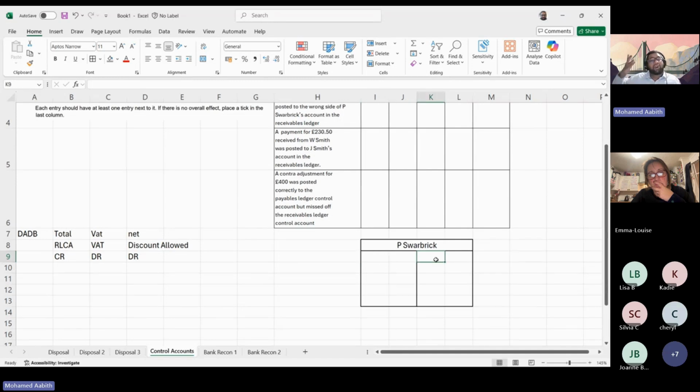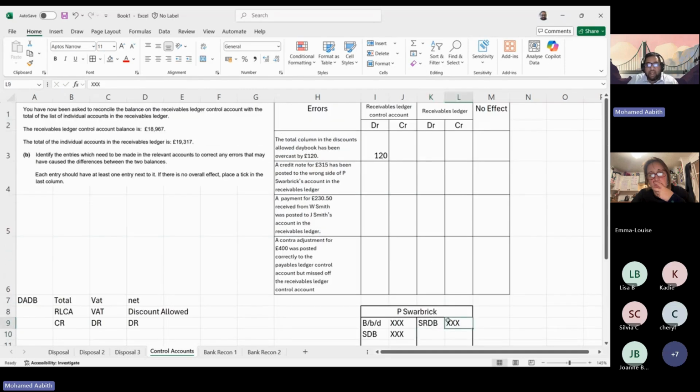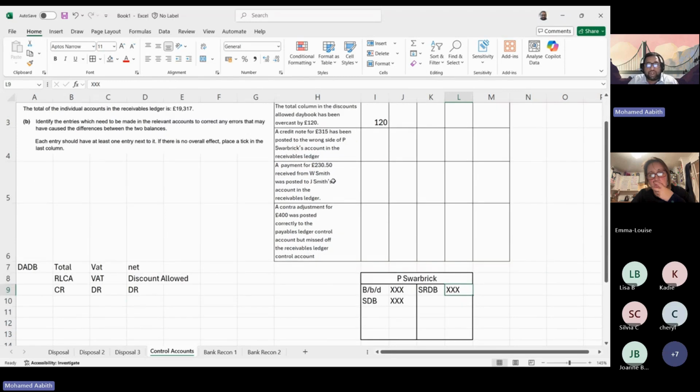So normally anything to do with a credit note will be on the credit side of it. Why? This will reduce their balances, because normally their balance is on the debit side. So when you have new sales to them, the sales day book figures will be on the debit side, and sales return day book figures will be on the credit side. So the credit note is supposed to have gone on the credit side. So what they have done here, 315 pounds was posted to the wrong side. Instead of here, they put 315 in this side.